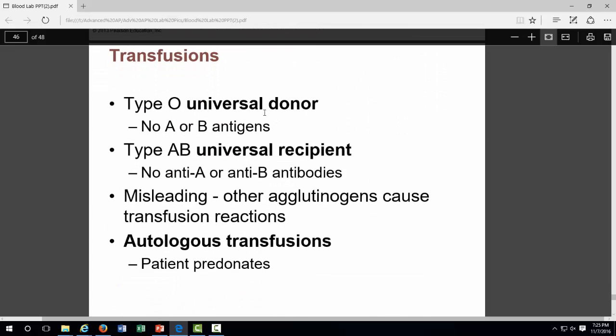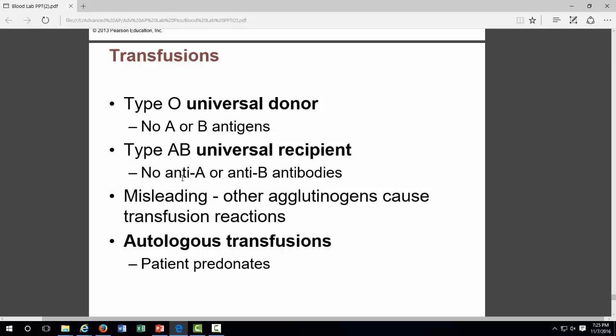Okay, so we know that type O is a universal donor. Type AB can receive from anybody because they don't have any antibodies, right? Because they have A antigen on their red blood cells and B antigen, so they don't form any antibodies. They can get from anybody. So if you want to pick which is the best blood type to be, it would be blood type AB, wouldn't it?